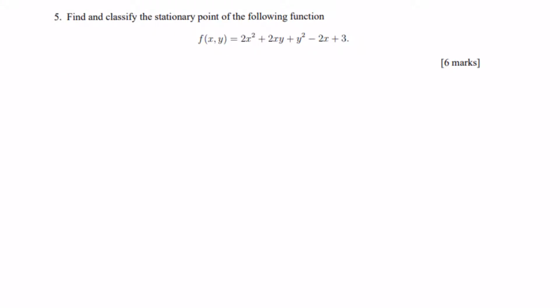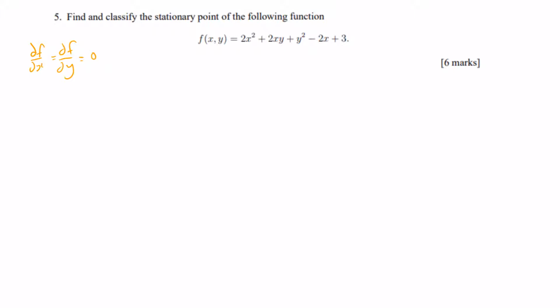Question 5, we want to find and classify the stationary point of the following function. To find the stationary point, we know that the derivatives are equal to 0. So we have the partial derivative of f with respect to x equals the partial derivative of f with respect to y, which equals 0. That is what we're going to use to find the stationary point.